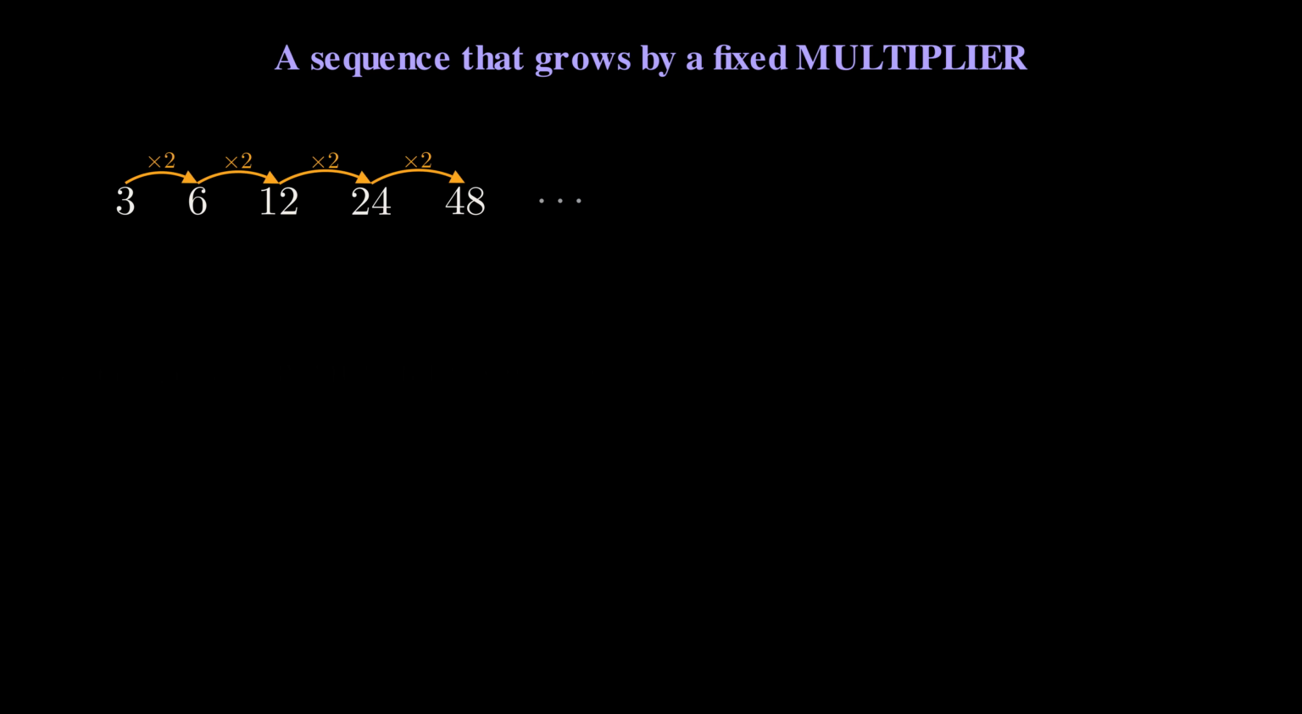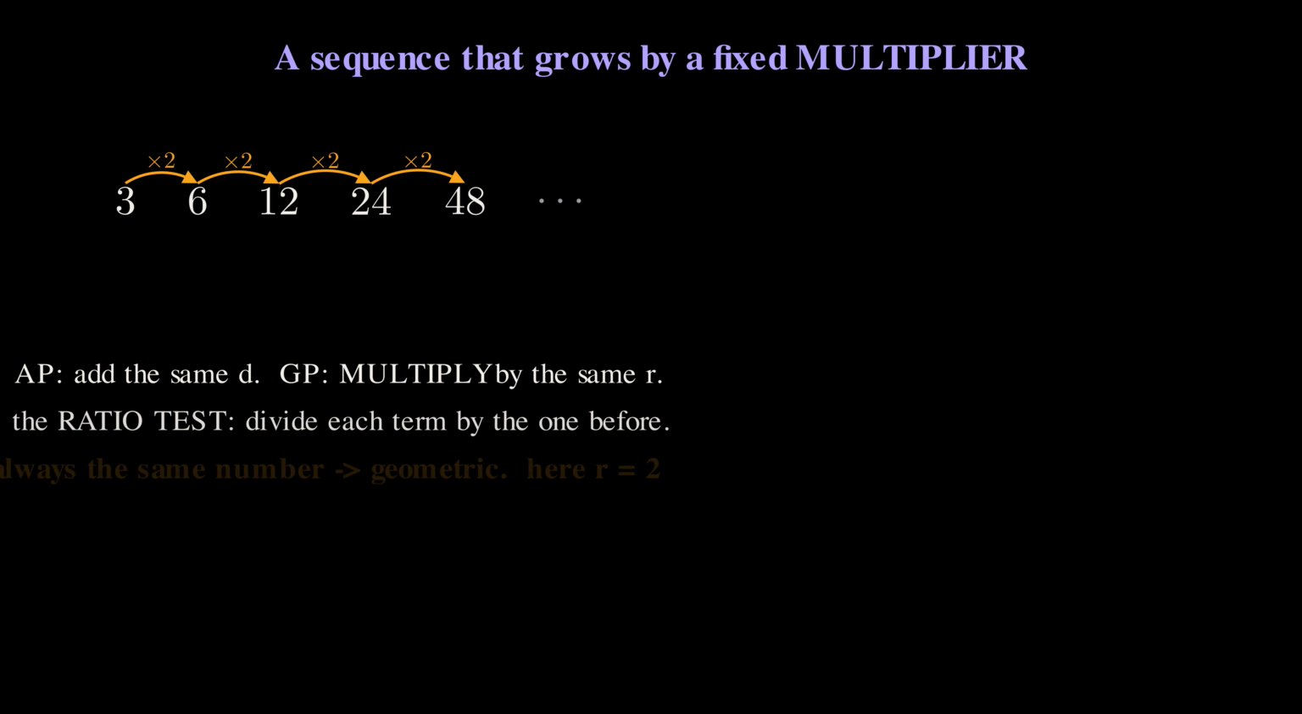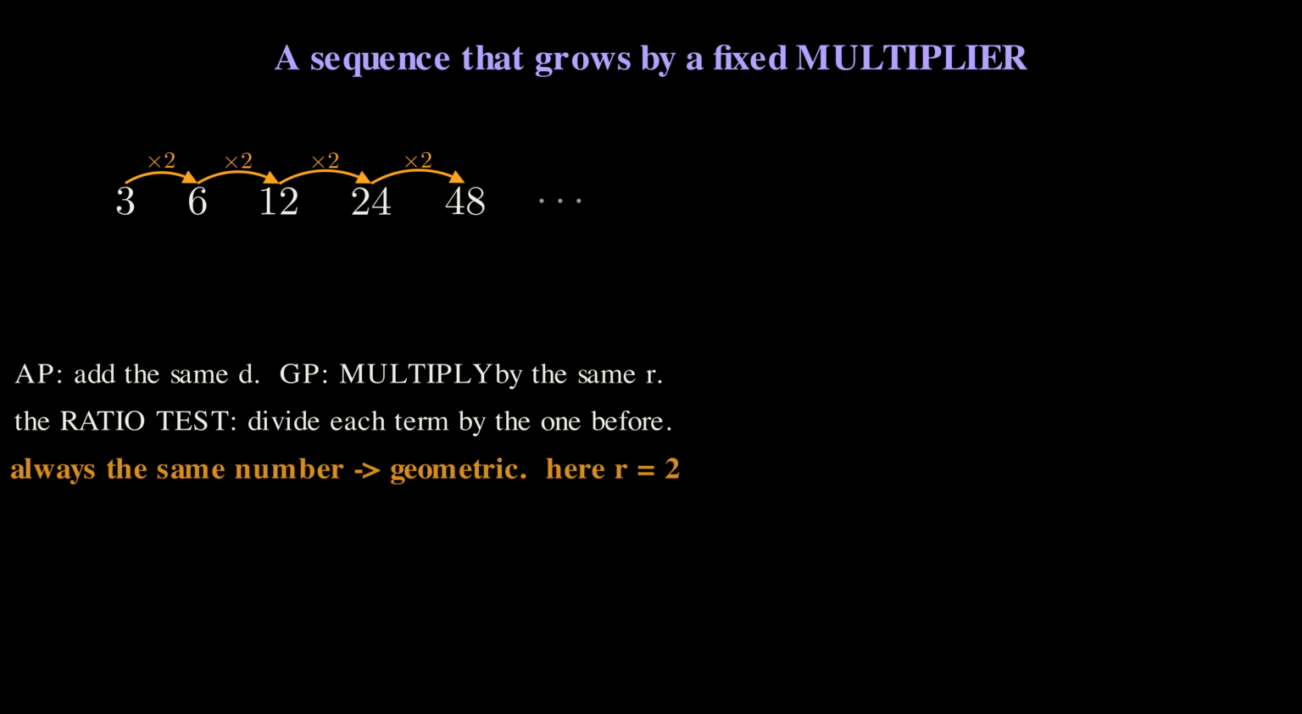So how do you test whether a sequence is geometric? Divide each term by the one before it. 6 over 3 is 2. 12 over 6 is 2. 24 over 12 is 2. Always the same number. That constant multiplier is the common ratio r. And the constant ratio is exactly what makes a sequence geometric.